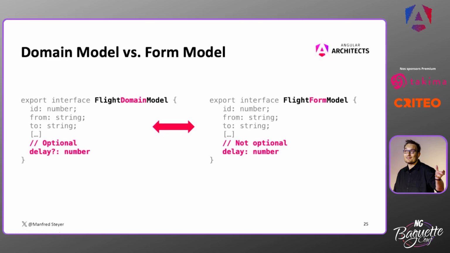In the case of delay, it's easy, isn't it? Because if we don't have a delay, we can convert it to 0, which is semantically the same as not having a delay. So please keep this in mind. Sometimes you need to convert between those two shapes, between your domain representation and your form representation.